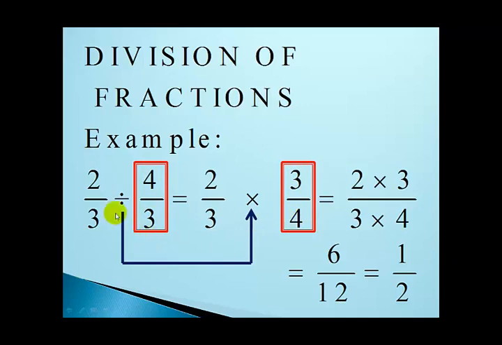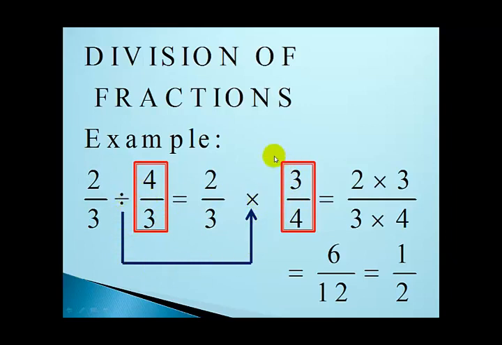Because the division sign has been changed to multiplication sign, it's very important that we consider the fraction after the division sign. The denominator becomes the numerator, and the numerator becomes the denominator as soon as you change the division sign to multiplication. This means that 2 over 3 divided by 4 over 3 is equal to 2 over 3 times 3 over 4. Instead of 4 over 3, it's 3 over 4 because we have changed the division sign to multiplication.